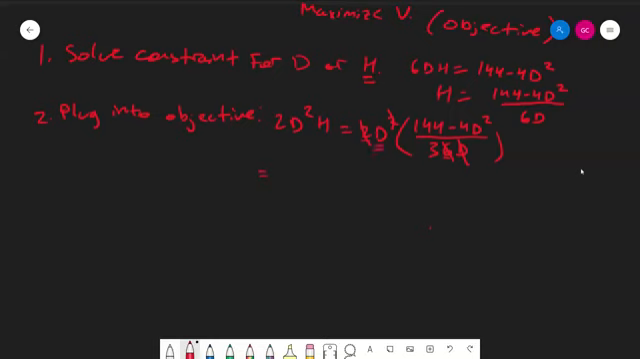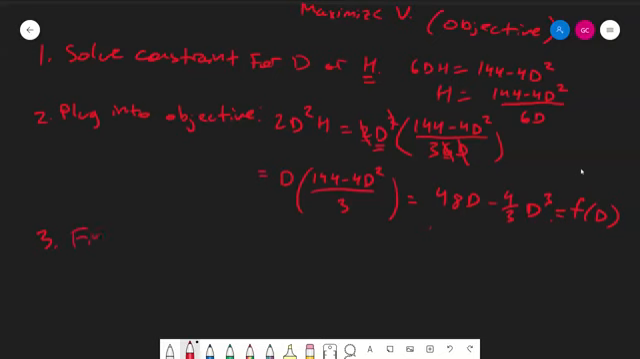So I'm left with a d on the outside and all this stuff on the inside. So I have d times (144 minus 4d squared) over 3. If I distribute the d and also the over 3, you end up getting 48d minus 4/3 of d cubed. Okay, so that's what I will call f of d. That's our objective. Now what do we do next?